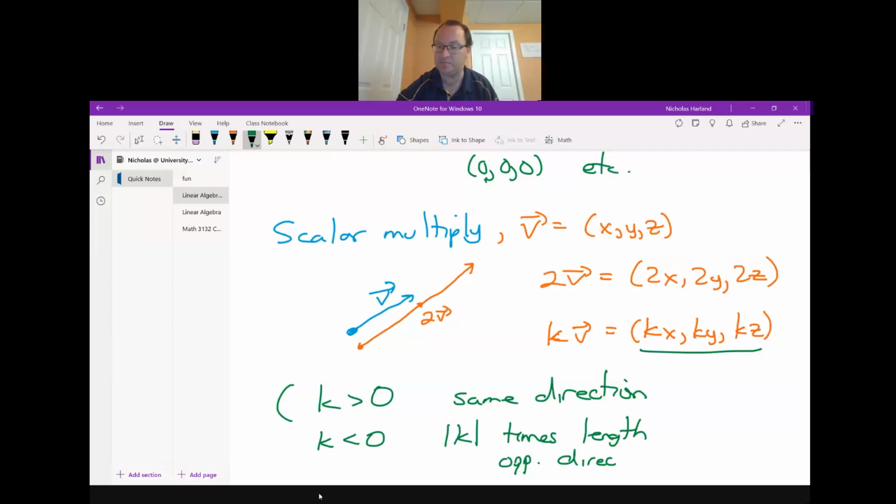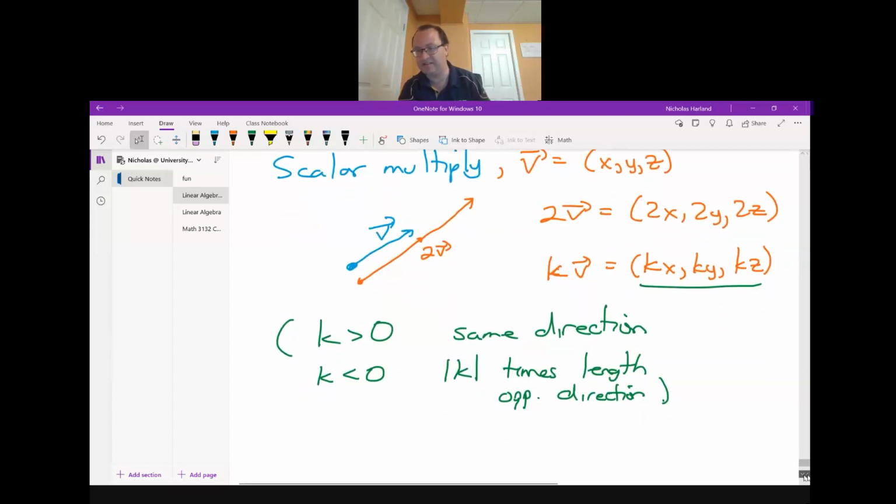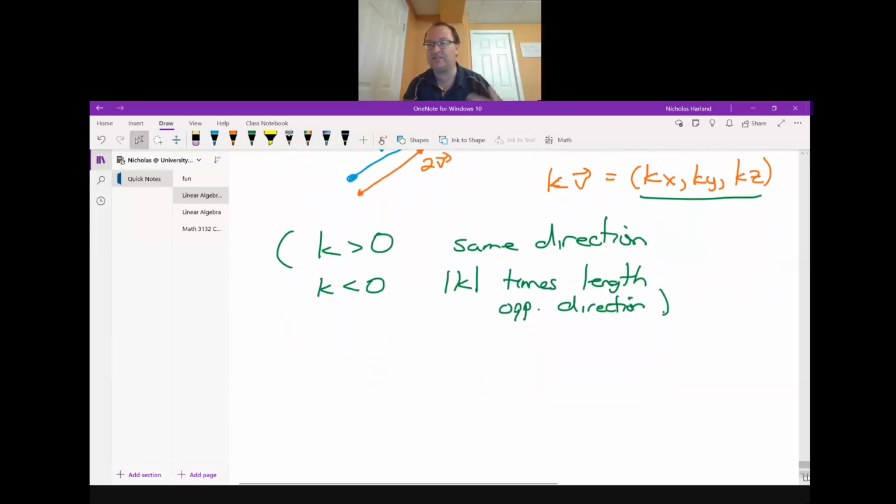Again, geometrically speaking, a positive k, we stay in the same direction. A negative k, we go in the opposite direction. So that's how we can multiply a vector by a scalar. Addition gets a little bit weirder, at least if you think of it geometrically. Addition-wise might not be quite as weird.